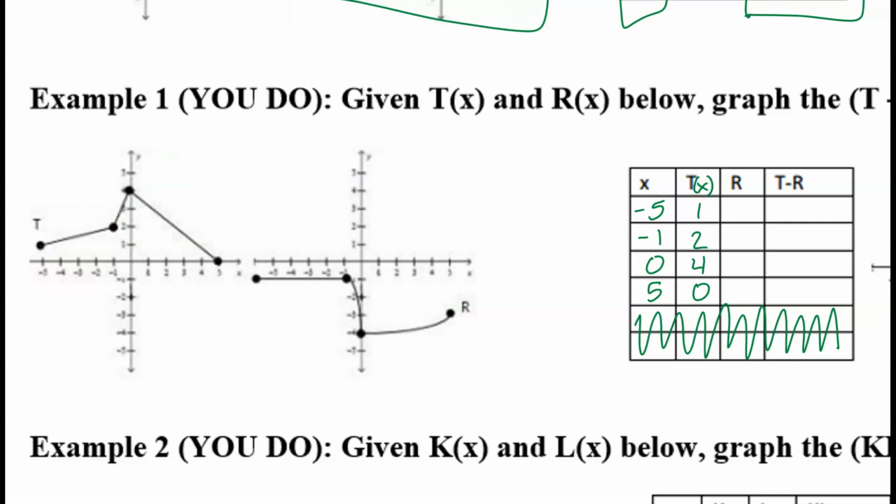And then you repeat. So we're finding the r of x values now with the same inputs. So I'm looking when x is negative 5, my r of x value is negative 1. When x is negative 1, again, my r of x value is still negative 1. It's this point right here. When your x value is 0, your r of x value is, what is that, negative 4? And this last point here, when my x value is 5, my r of x value is negative 3.